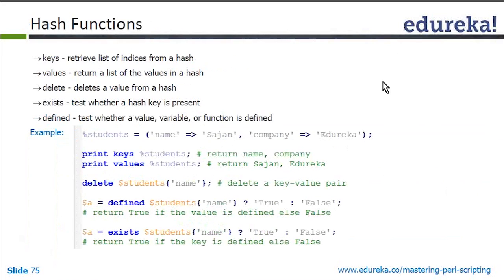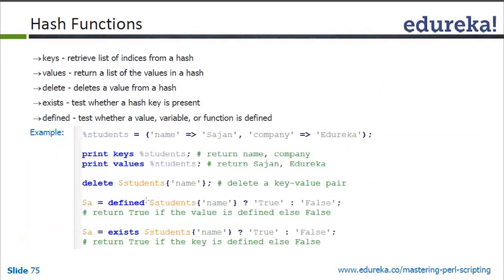Okay, hash functions. We have some functions which can be used on a hash, like keys, values, delete, exists, and defined. If we want to print keys, it will print the keys. Here you can see, if you print keys of students, it will print name, company, and so on. And if you print values of students, it will print Sajan, Edureka. The syntax is print, then keys and the hash, whatever hash is there, you can pass that hash there. Or values and the hash name you can pass.